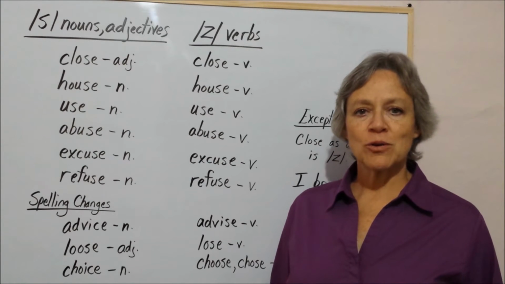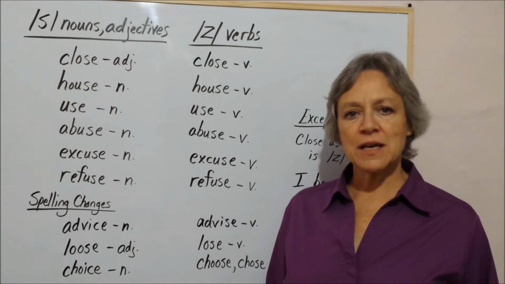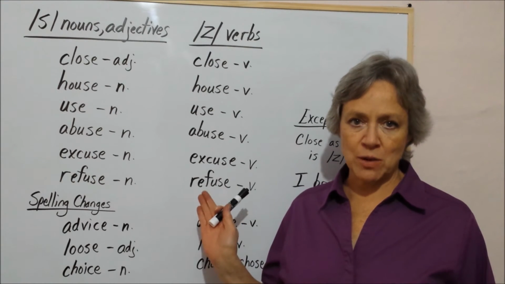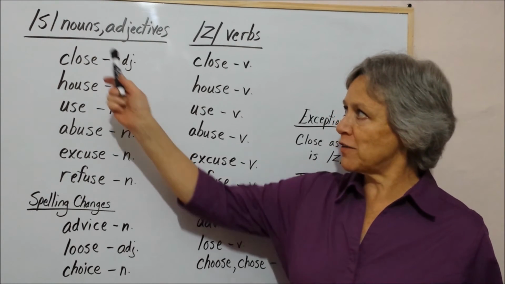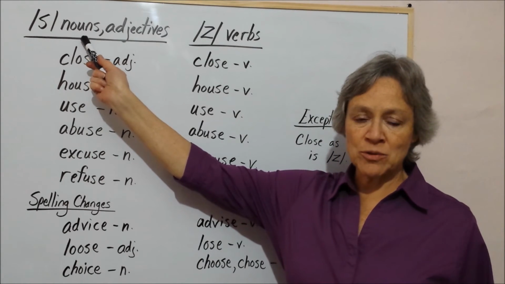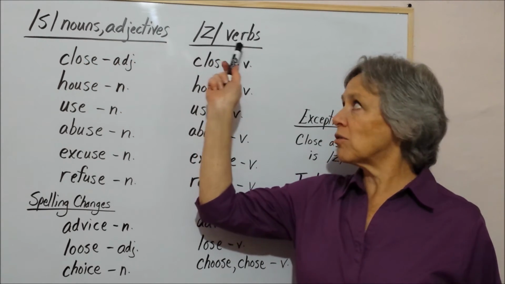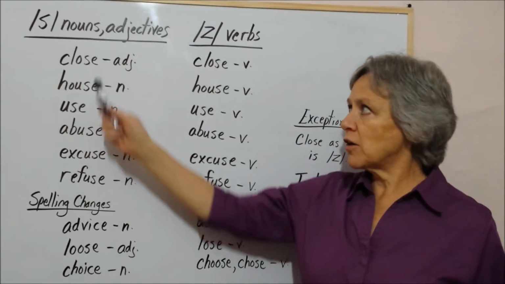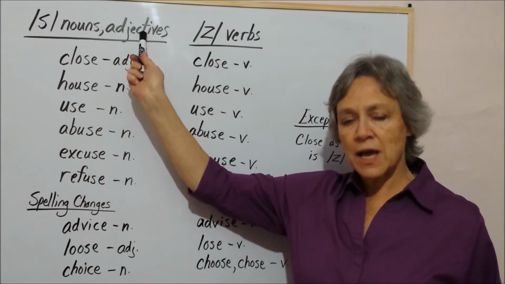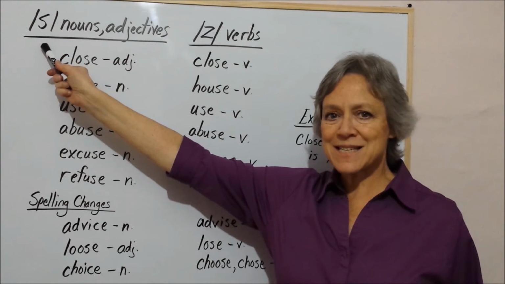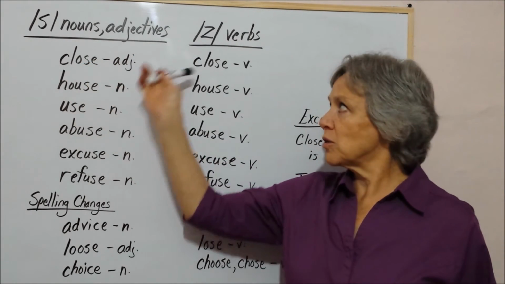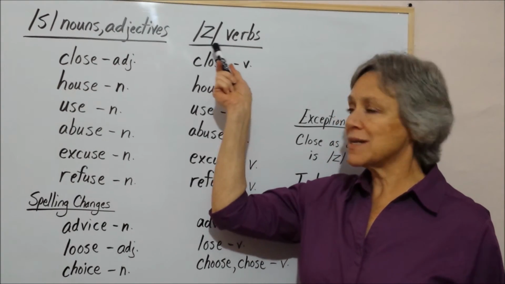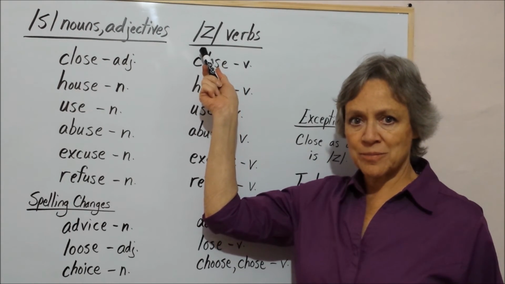Another way to know which sound a word makes, for a small number of words, is to look at the part of speech of that word. By part of speech, I mean, is it a noun or an adjective or a verb? The words in this column are either nouns or adjectives, and they all make the s sound. The words in this column are all verbs, and they all make the z sound.